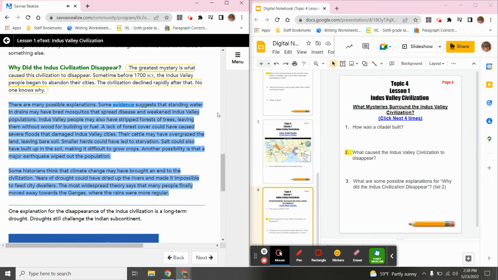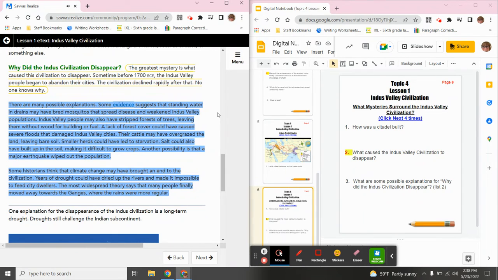Some evidence suggests that standing water in drains may have bred mosquitoes that spread disease and weakened Indus Valley populations. Indus Valley people may also have stripped forests of trees, leaving them without wood for building or fuel. A lack of forest cover could have caused severe floods that damaged Indus Valley cities. Their cattle may have overgrazed the land, leaving bare soil. Smaller herds could have led to starvation. Salt could also have built up in the soil, making it difficult to grow crops.